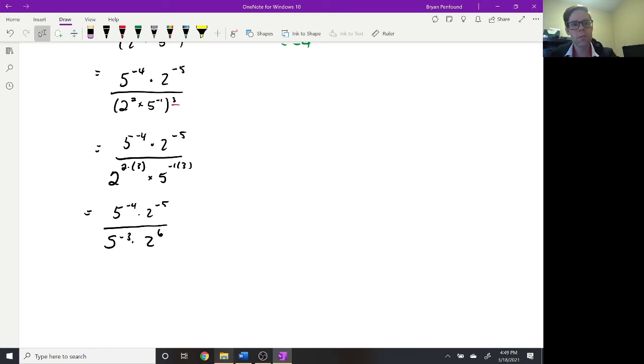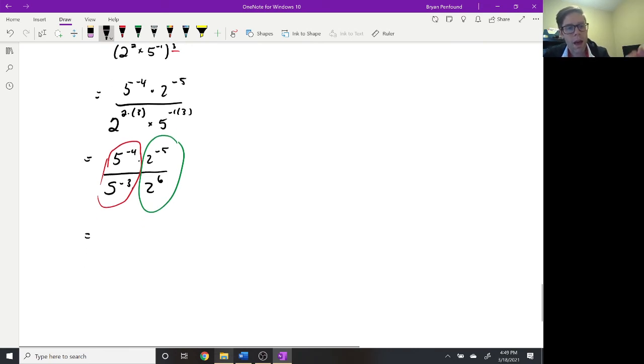So in red, I can look at these and go, oh okay, I now have a division of like bases. Let's subtract those powers. And similarly with the 2s, I have a division of like bases. Let's subtract those powers.